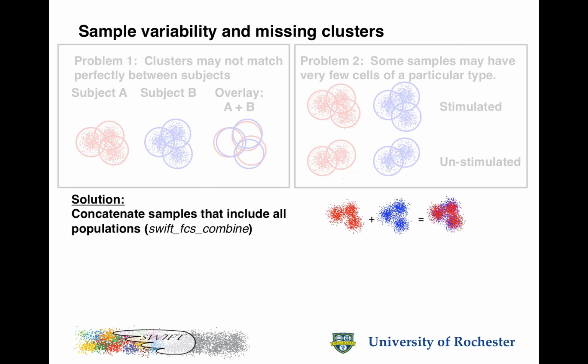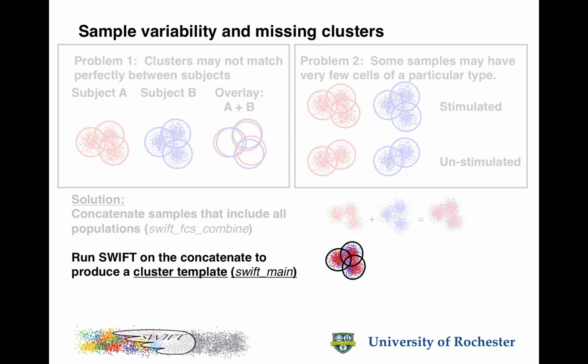And the first step of that then is to make a cluster template, and we first concatenate samples together that include all the populations that we're interested in. So we would use both positive and negative samples in the case of stimulated and unstimulated cells, and we'd make sure that the populations we were interested in were present in all of the samples. The program we use for that is called Swift FCS Combine. Once those samples have been concatenated, then we run Swift on the concatenate to produce a cluster template.